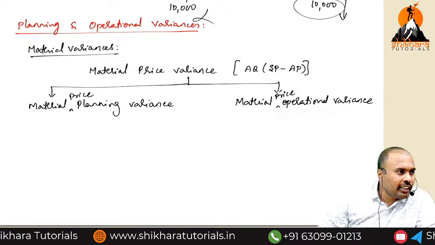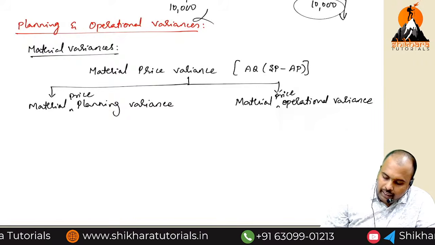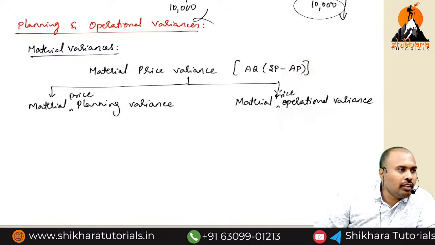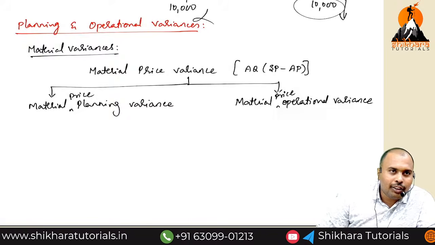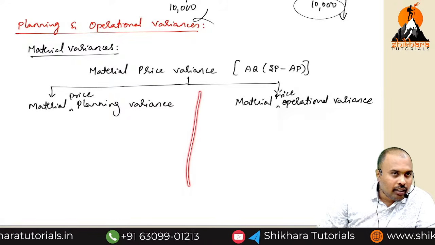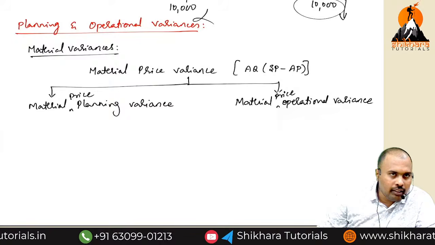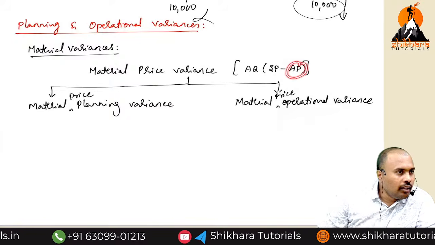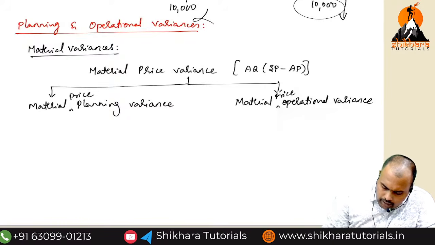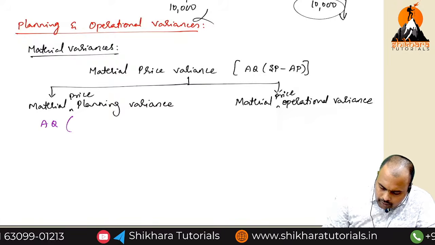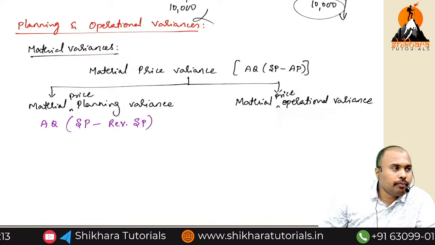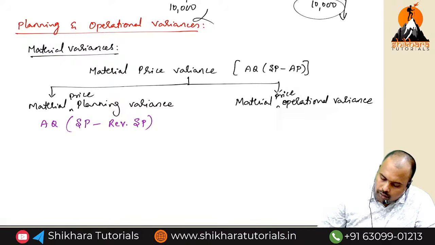Okay. Now for examination purposes, how can we write the formula for planning variance or operational variance as a shortcut? Already you know the regular traditional formula, right? So for planning, as we cannot take actual, in the place of actual you take revised standard. For examination, how to remember that? As I am talking about planning, I cannot include actuals in planning. So in the place of actuals, I am taking revised standard. So the formula is AQ into SP minus revised standard price. Understood, right?